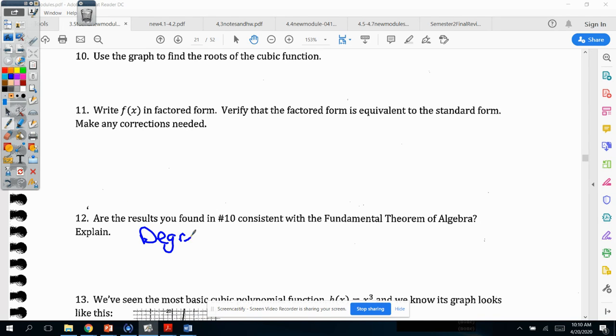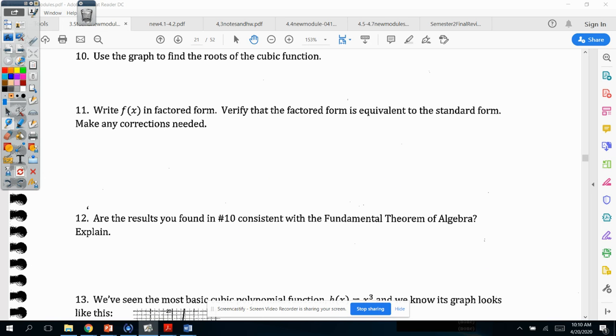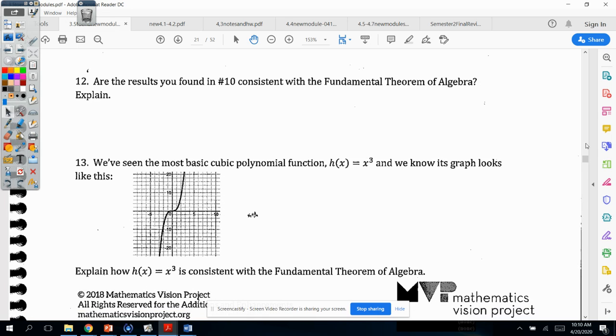There were 3 roots. Even though there was only 2 unique roots, the one was a double root. What was the double root? -4 had multiplicity 2, so that one does count twice, and it does follow that fundamental theorem of algebra. So you can see how that is helpful when you're looking for solutions.